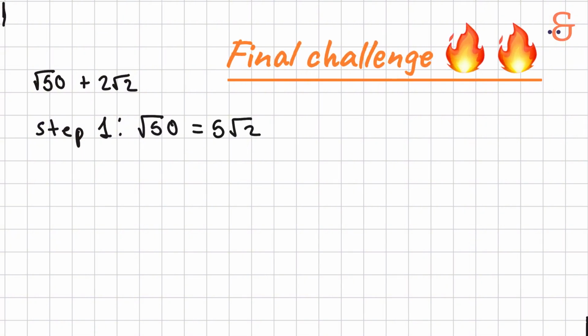So now our equation looks like this. We've got 5 root 2 plus 2 root 2. And so now since both parts of the equation have the same surd, root 2, we can simply collect like terms, which will give us 7 root 2. And we're done. So I know surds can seem pretty daunting, especially at the start. However, once you know the rules, it's just like normal algebra. You apply the rules to the equation, and before you know it, it's solved.